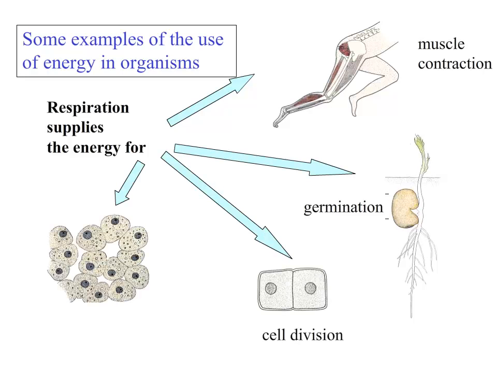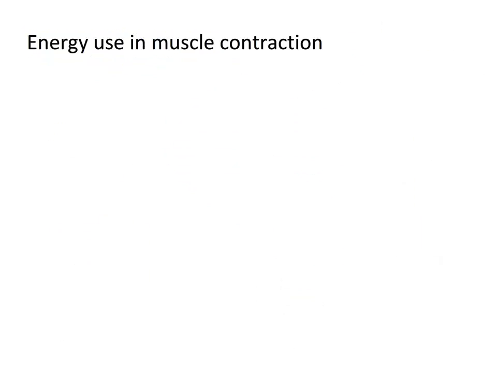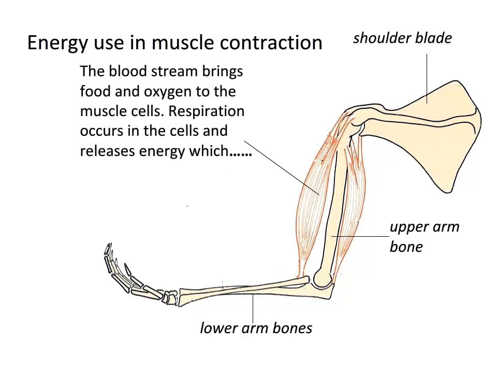So, what does respiration do? Respiration supplies energy for pretty much every single living process in all living organisms. A few examples would be chemical changes in cells, cell division, germination, muscle contraction, etc. What you see here is the picture of your arm showing the biceps and the triceps muscles. So how does respiration help in providing energy for your muscle or bicep contraction? What happens is that the blood brings food and oxygen to the muscle cells. Respiration occurs in the muscle cells and releases energy.